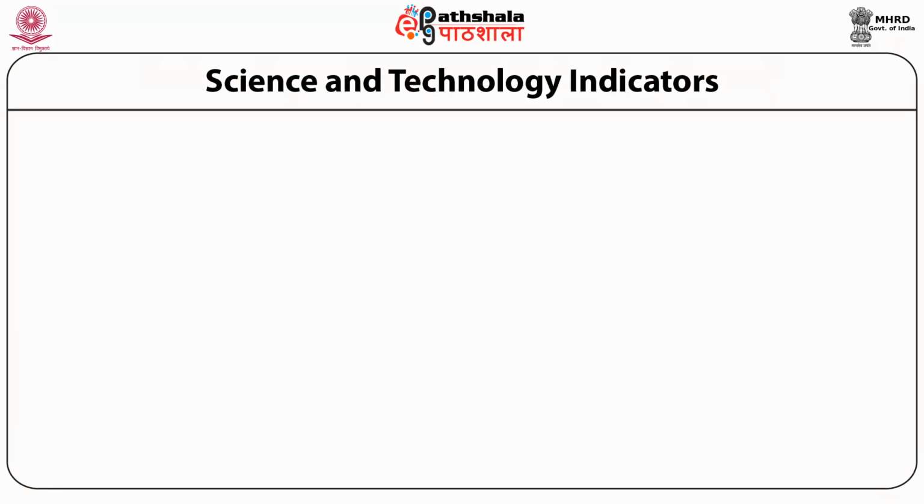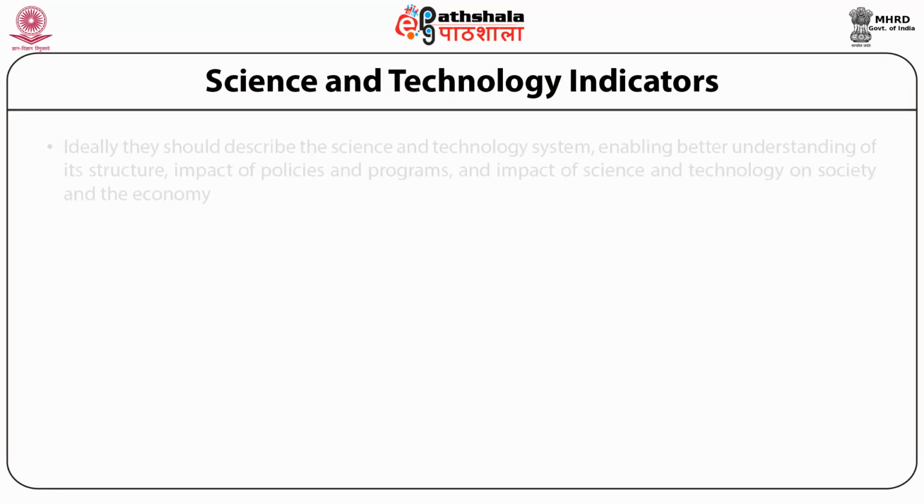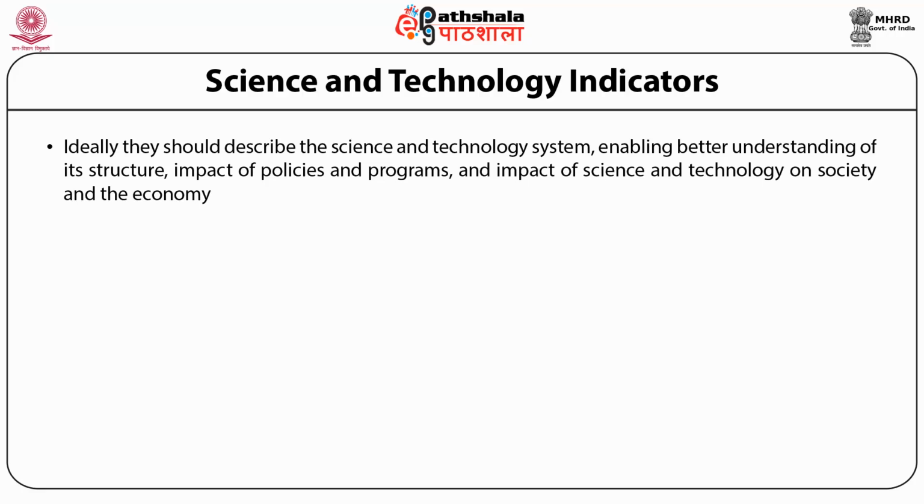In this slide, we discuss science and technology indicators. Ideally, a science and technology indicator should be able to describe the science and technology system. Science and technology system includes infrastructures like scientific manpower, laboratory infrastructure, journals, and various aspects of scientific activity. The indicators of S&T should enable better understanding of the structure of the S&T system, impact of policies and programs, and the impact of science and technology on society and the economy.